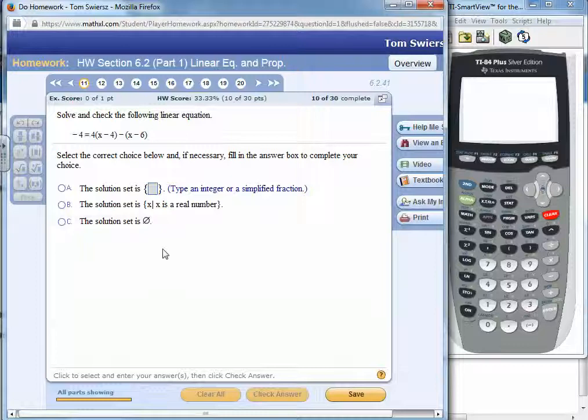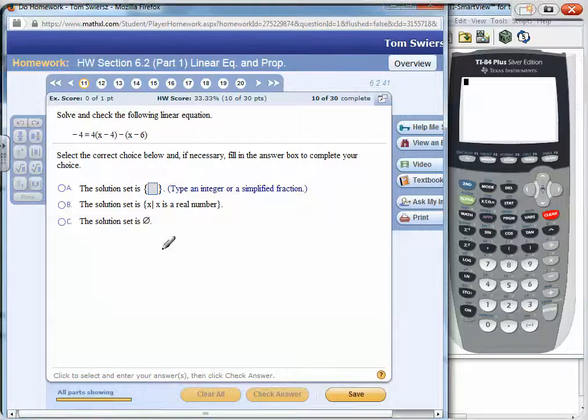All right, let's look at homework exercise number 11. Okay, all we've got on the left side is a -4. On the right side, we have what? The 4 distributes over the x minus 4. So I'll start distributing. 4 times x is 4x. Bring down the minus. 4 times 4 is 16.